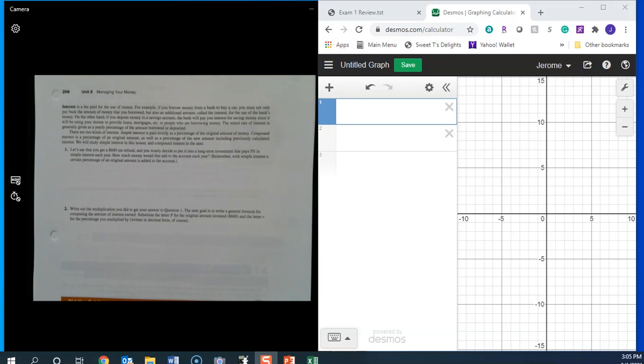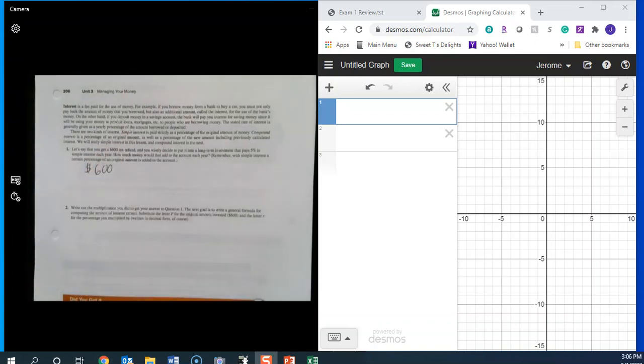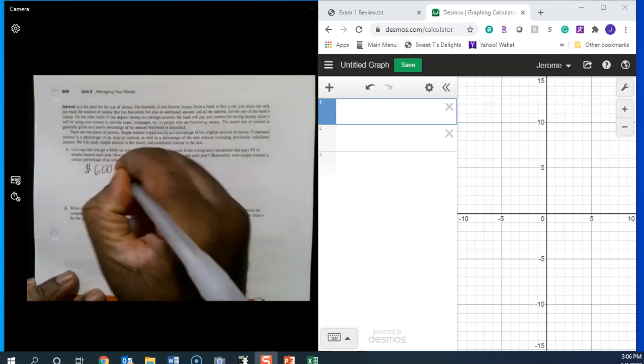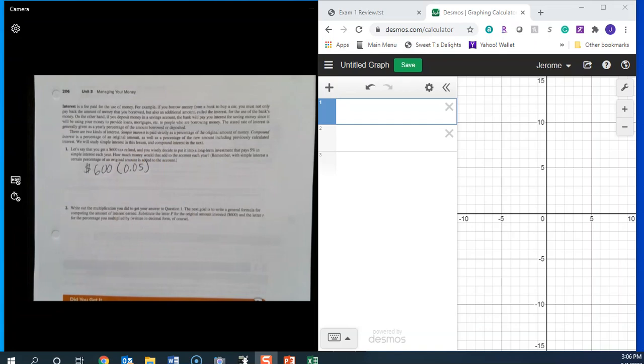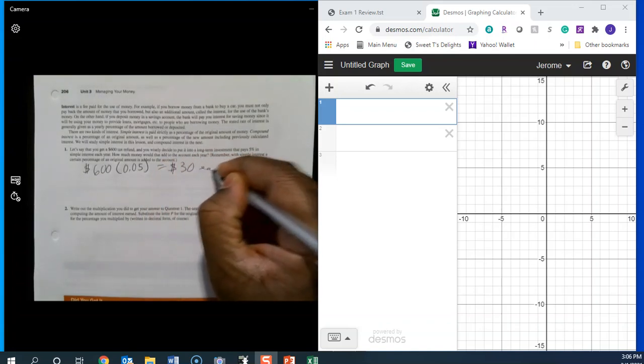Okay, number one, let's say that you get a $600 tax refund and you wisely decide to put it into a long-term investment that pays 5% in simple interest each year. How much money would that add to the account each year? Remember, with simple interest, a certain percentage of an original amount is added to the account. So we're told we had $600 that we put in, and it was at 5% interest. We change 5% to a decimal. So we would take 600 times 0.05, which would give us $30 each year.